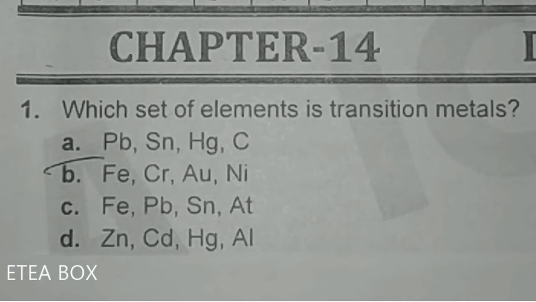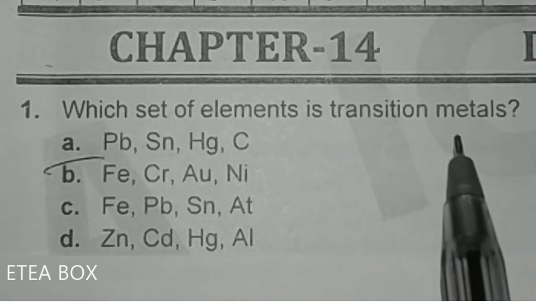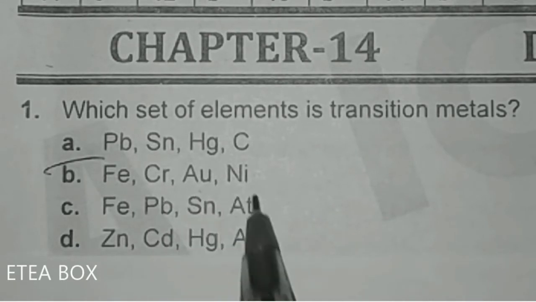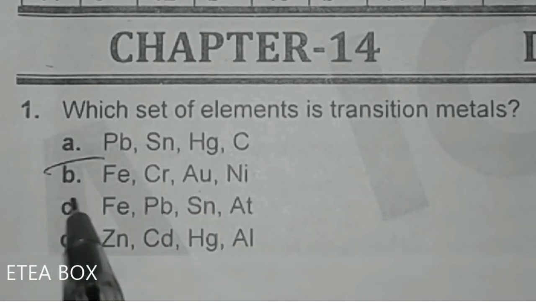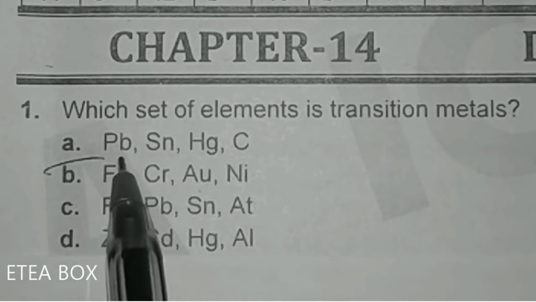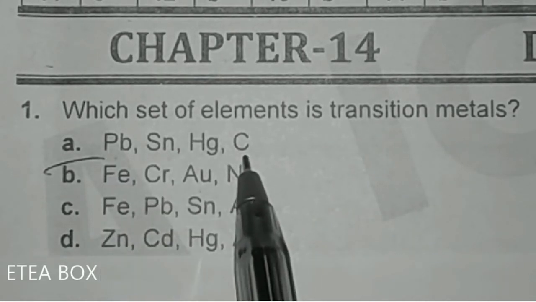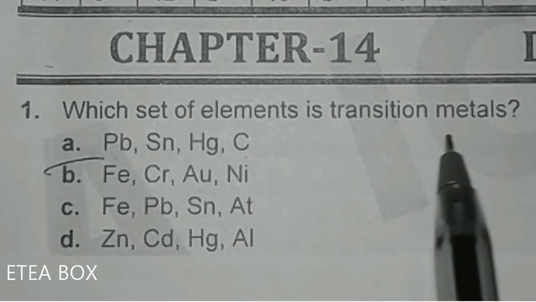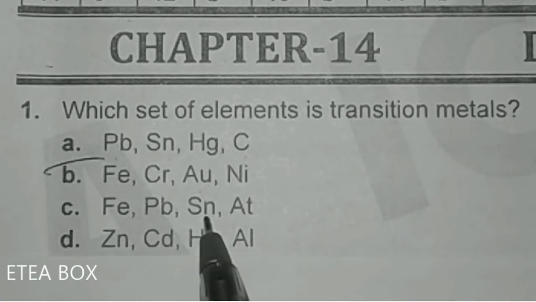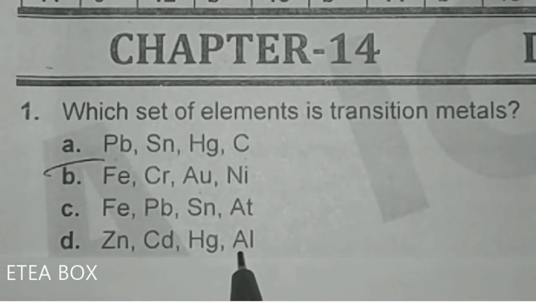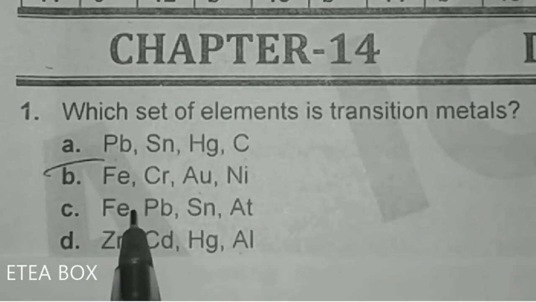The first MCQ is, which set of the elements is transition metal? Here iron, chromium, gold and nickel are the transition elements, so option B is correct. Look here, lead, and carbon are present in P block, which means that they are not transition. Aluminium is also present in P block. So the set of elements which is transition is option B.